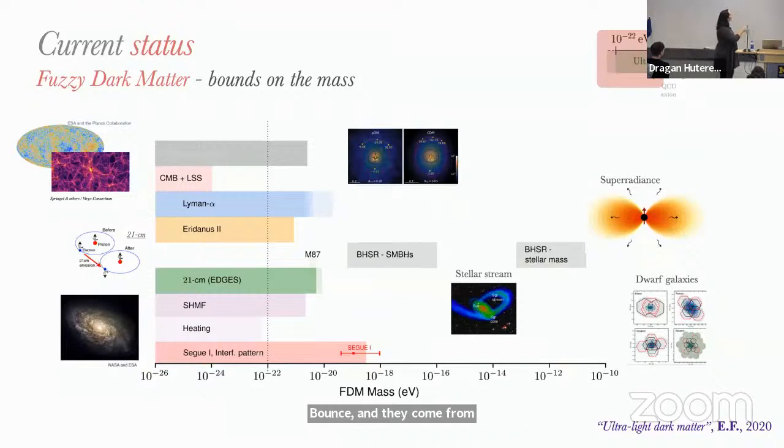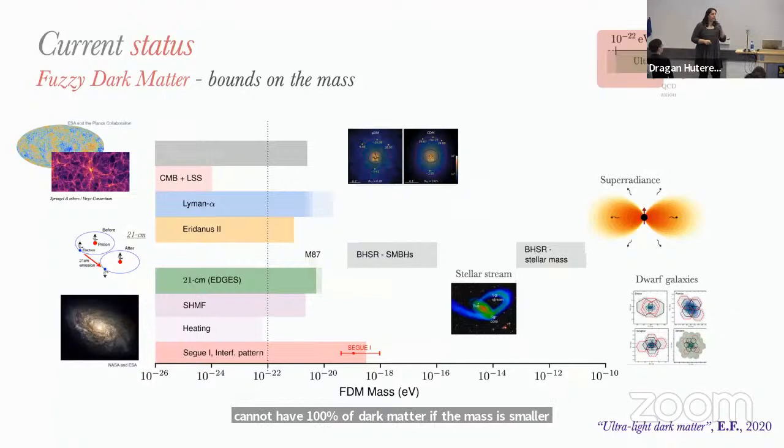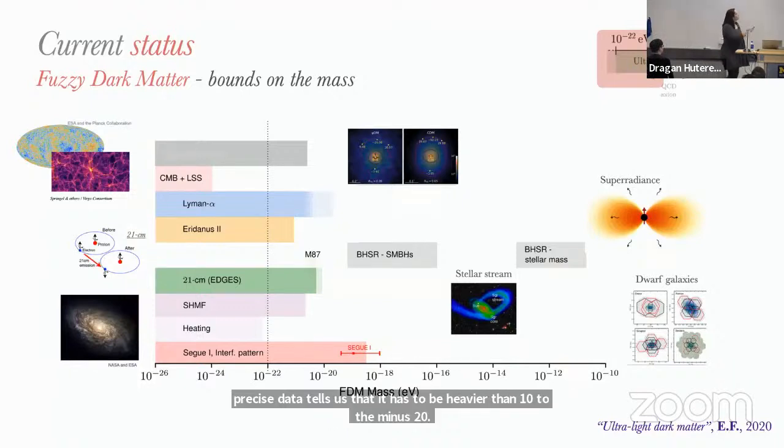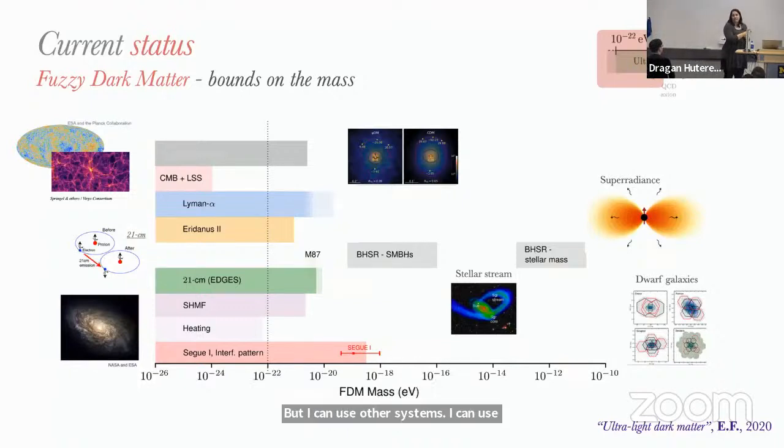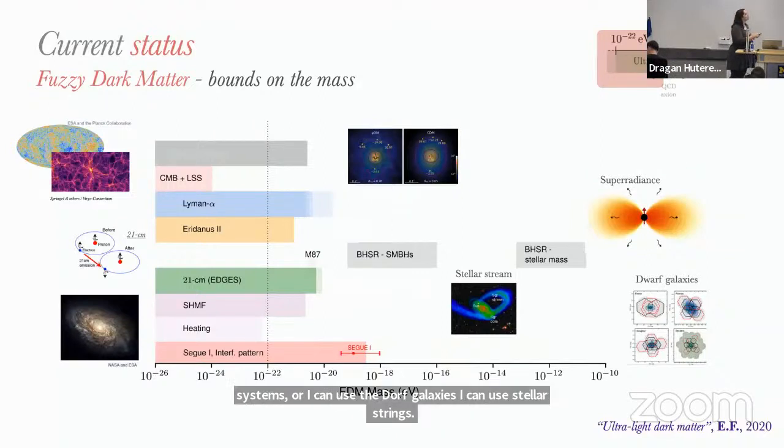For example, this one comes from the CMB and large scale structure. The large scale structure and CMB tell us that we cannot have 100% of dark matter if the mass is smaller than 10 to the minus 24. So CMB and large scale structure, and these are really precise data, tell us that it has to be heavier than 10 to the minus 24. But I can use other systems. I can use strong lensing systems, or I can use the dwarf galaxies, I can use stellar streams, I can use something super cool that is called superradiance.